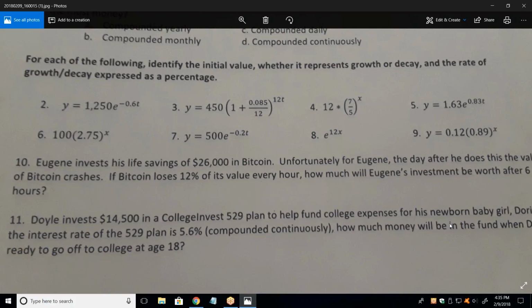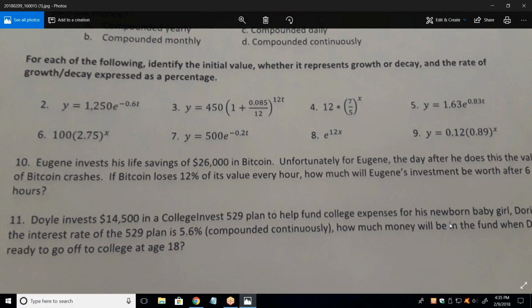Number 4. What's the initial? 12. Yeah, 12. Is it growth or decay? Growth. What's the rate of growth? What decimal does that fraction equal? 1.4. So 14%. 40%. Yeah. Okay.